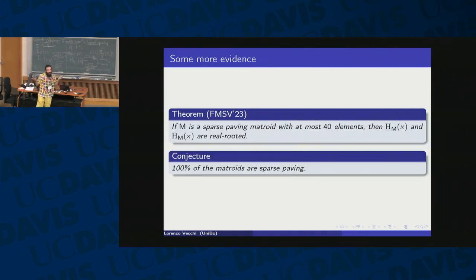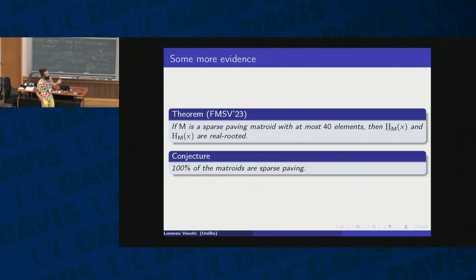Then the formulas are indeed fast. We were able to check that every sparse paving matroid with at most 40 elements gives us always real-rooted polynomials. We are talking 40 elements, we are talking about billions and billions of matroids. So the computer really was helped by our formulas. And I'm not defining what sparse paving matroids are. I'm just going to tell you that they are a predominant class of matroids, and are conjectured to be 100% of the matroids. So whenever you find results for sparse paving matroids, this is huge evidence that maybe these results hold for all matroids.